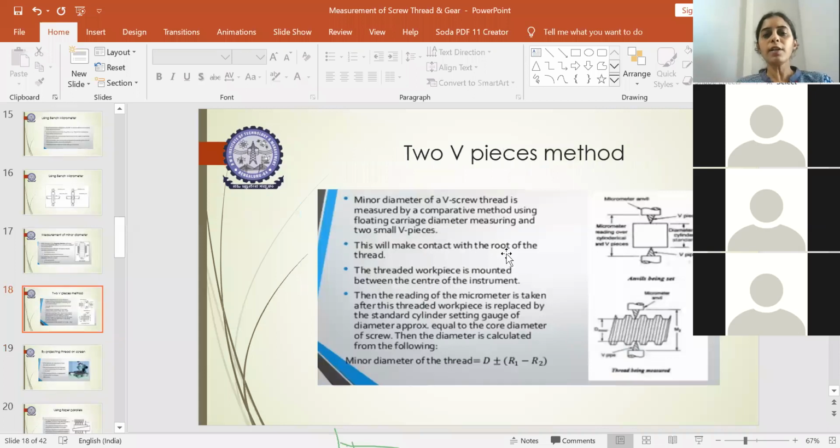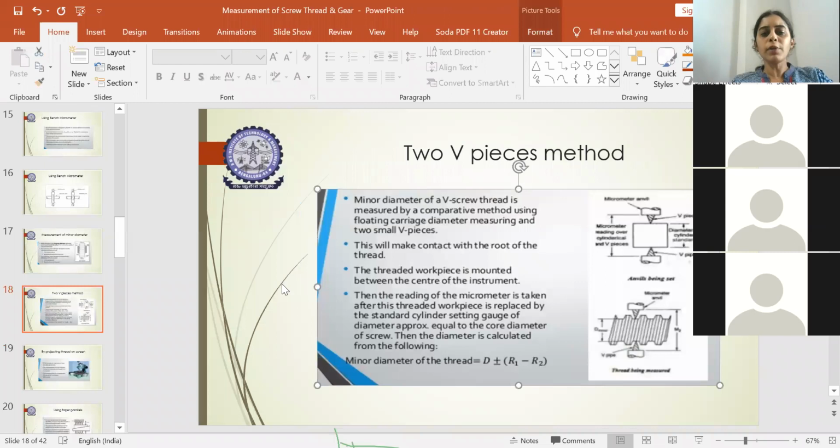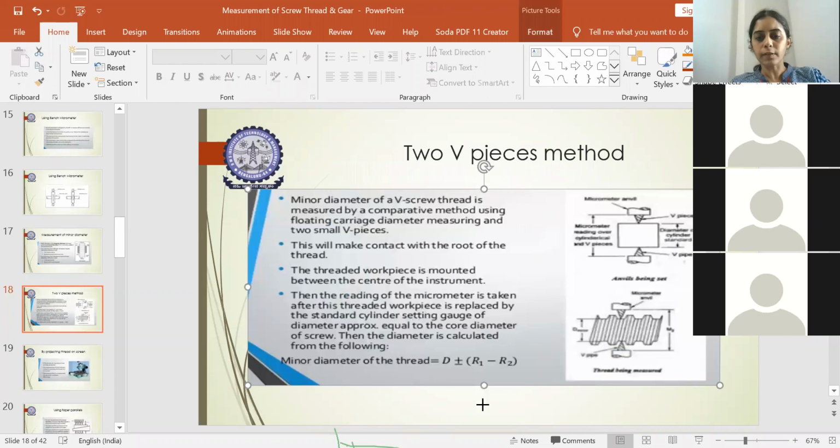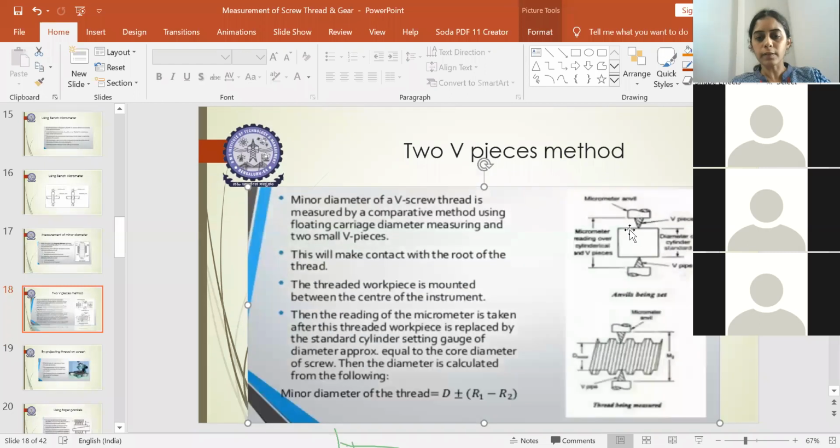So this is the 2V piece method. You can see you will have the micrometer anvil and the V piece which touches. This is the cylindrical standard. What we place in between first is the standard, to check the comparison with the standard, and then you will replace that with the screw thread and find out the minor diameter. The major diameter is at the top of the crest, and the minor diameter is at the bottom of the thread, which connects between the roots of an external or an internal thread.